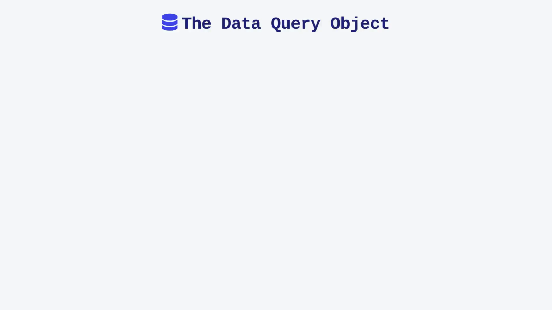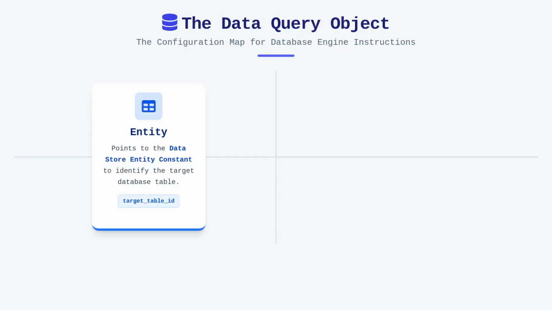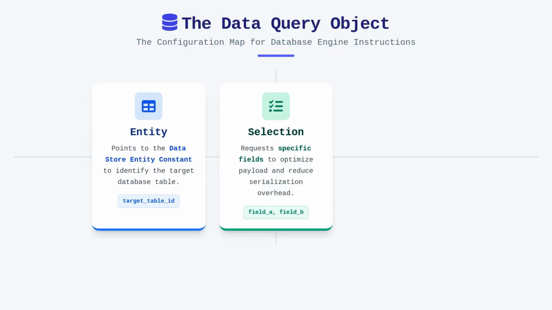The data query object is essentially a configuration map that contains our primary instructions for the database engine. Central to this object is the entity parameter, where we specify the data store entity constant that points to our database table. Once the target is established, we must define the selection criteria using the selection parameter, which allows us to request specific fields rather than pulling an entire row of data. Selecting only the necessary columns is a critical performance practice, as it reduces the payload that must be serialized and transmitted to the application server.